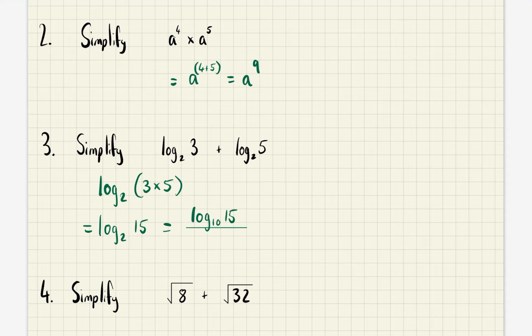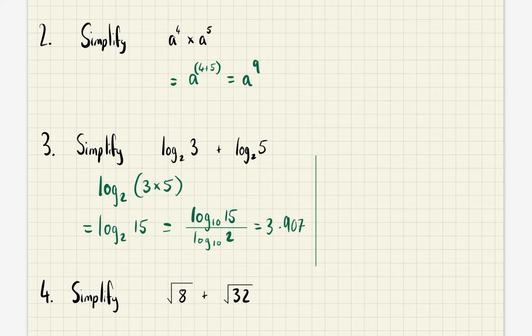I'm going to do a change of base: log base 10 of 15, over log base 10 of 2. We'll see what we get. So I'm going to get log 15 on log 2 in the calculator, and it tells me it's 3.907. We'll just go to 3 decimal places.